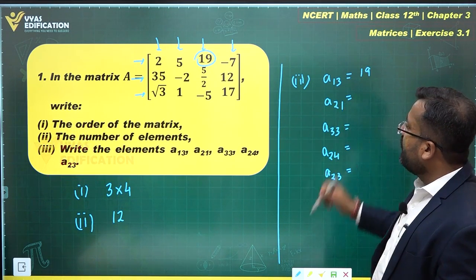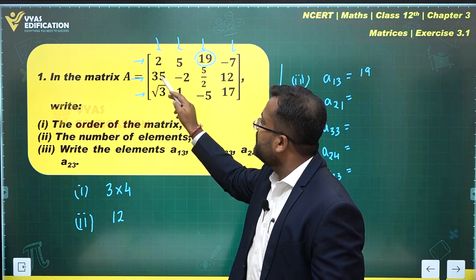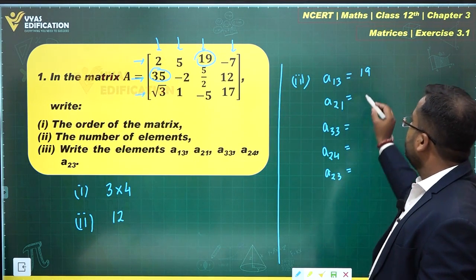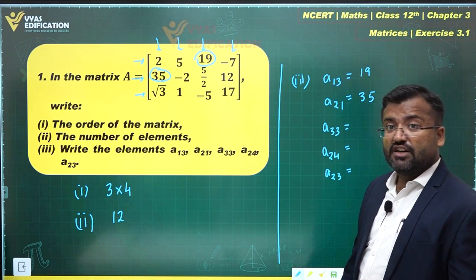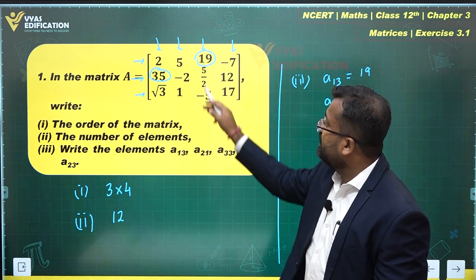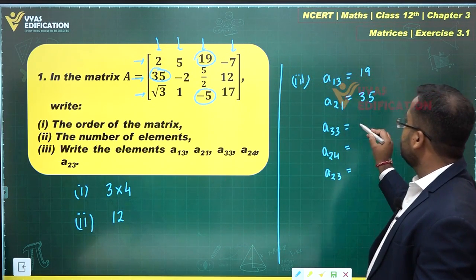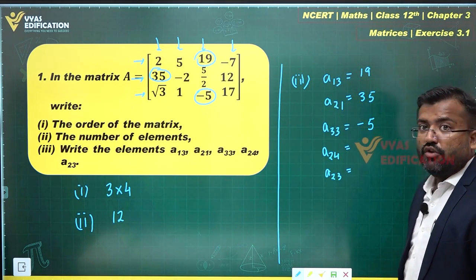What about A21? A21 represents second row and first column, this particular element over here. This is equal to 35. What about A33? A33 represents the third row and third column. Third row and third column is this. This is minus 5.